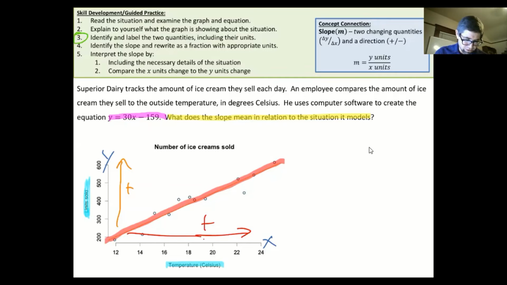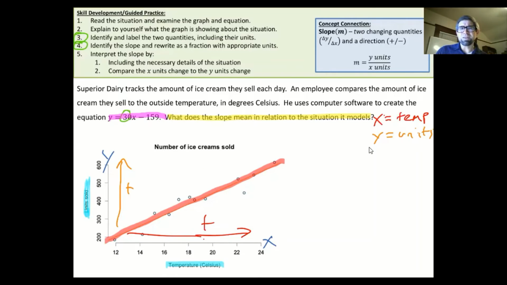Let's pick some colors here. My x quantity is going to be, it looks like, my temperature. Okay. And then for my y-axis, my y quantity, it looks like that was units of ice cream. So I'm going to write units here, units of ice cream.